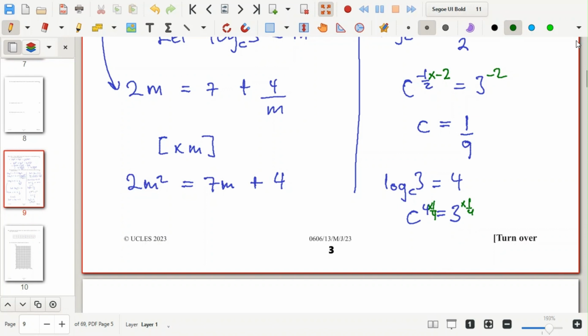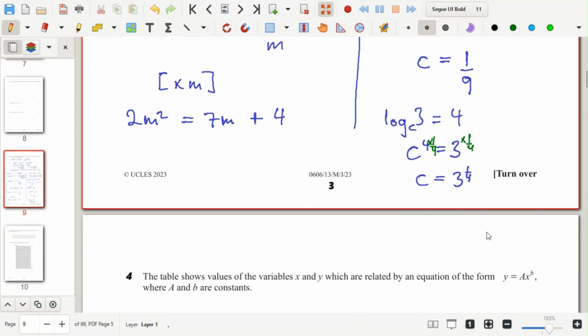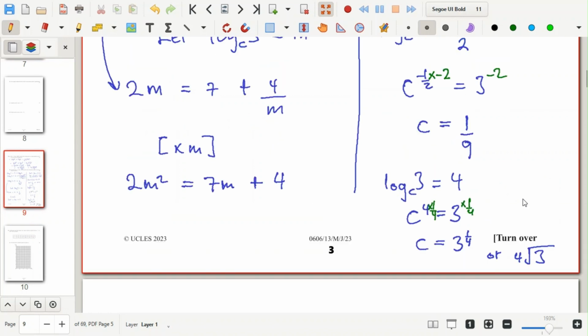Okay, so that should give me C is equal to 3 to the power 1 over 4. That's it. This is the same as the fourth root of 3. So someone could have written his or her answer like that.